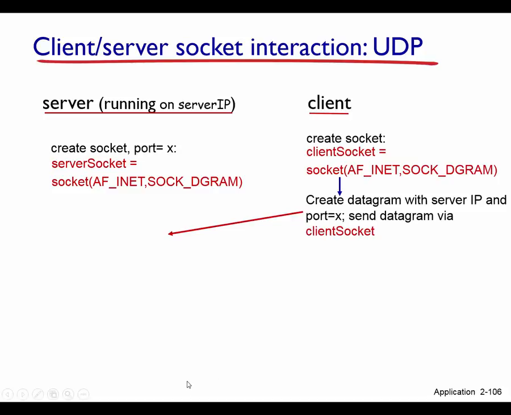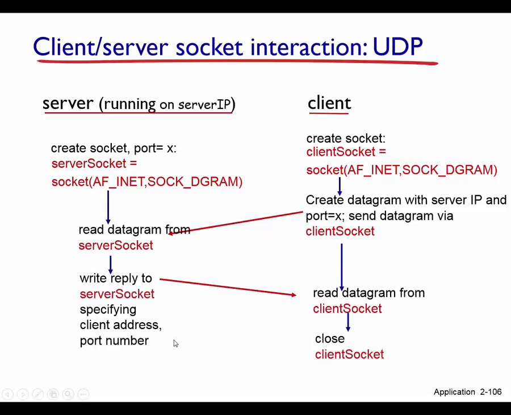So let's take a look at what needs to happen. In our UDP client and server socket interaction, we're going to have the following commands. Like I said, this is using Python syntax, but you can obviously do this with any programming language. The syntax will vary a little bit. So we create a socket and port, which is equal to X, and then we have our server socket command.